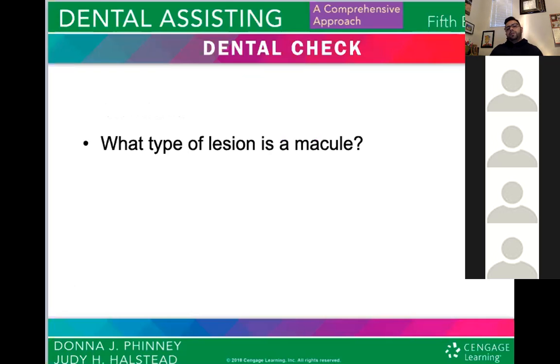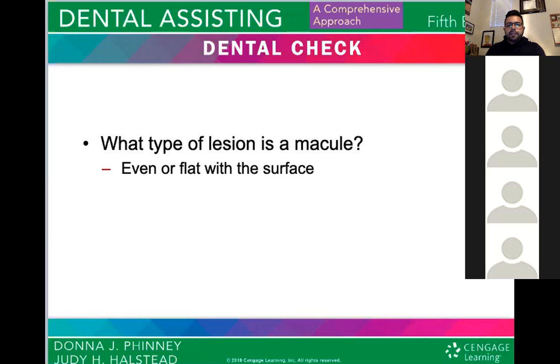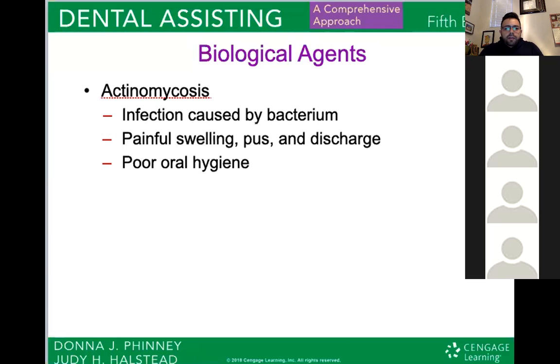All right, so what type of lesion is a macule? Who remembers? Even or flat? Even or flat, right. That's what a macule is. So it's even or flat with the surface of the oral mucosa. Very good. All right, moving on.